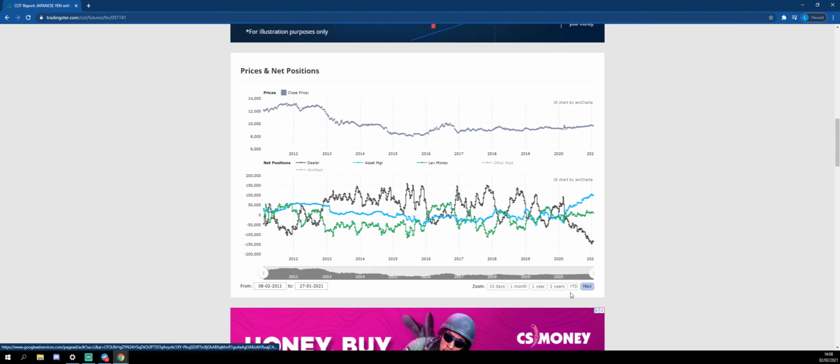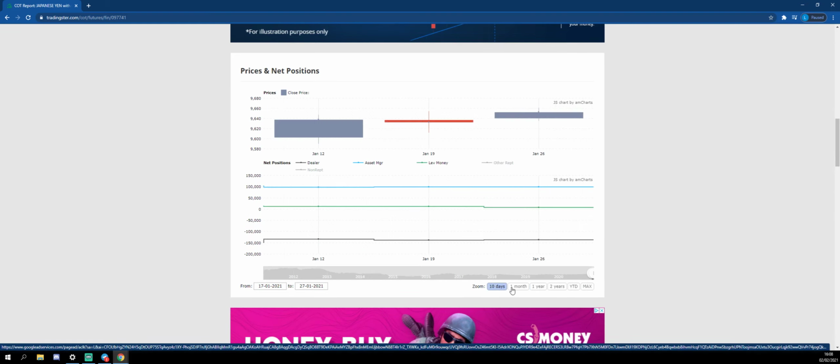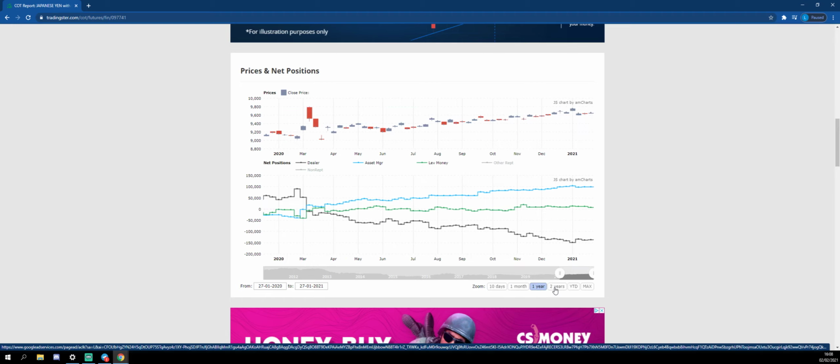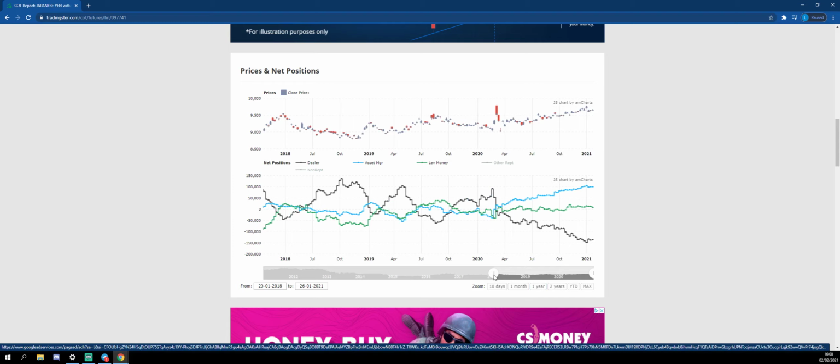You can go ahead and look at the max. You can look at the 2 years, 10 days, 1 month, whatever. It's completely up to you. I'll just keep it on the 2 years, or you can drag it yourself. It's completely up to you.